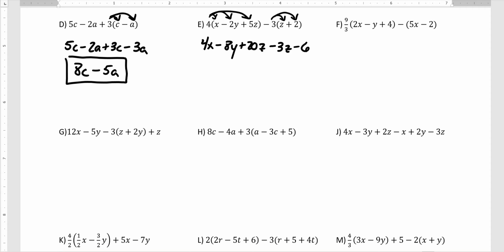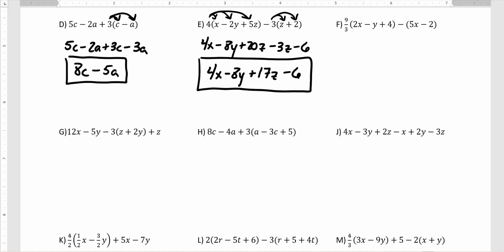So let's see what we got here. This is my only x term, and this is my only y term. So I'm going to have 4x minus 8y. 20z minus 3z will give me 17z. And then minus 6. And I'm done there. There you go. Not bad.